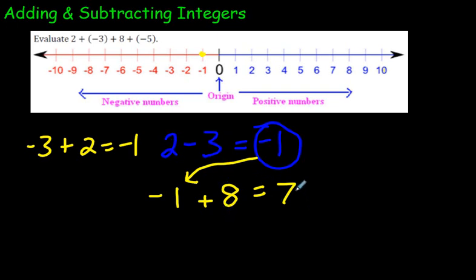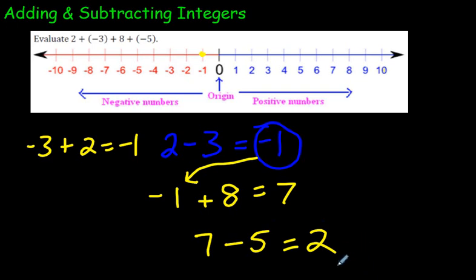Okay, so we're at the 7 now. This is where we are right now. And we have a plus negative 5. Do you remember what to do if you have a positive and a negative sign put together? Just write it with a negative sign. So it's like saying 7, which is where we ended up, minus 5. And that's 2.